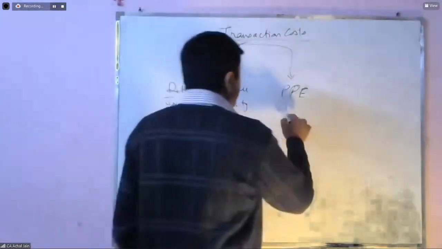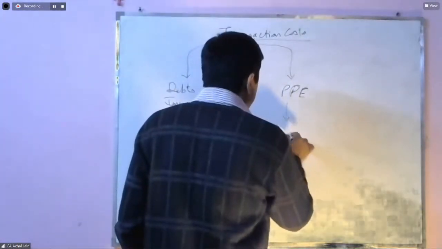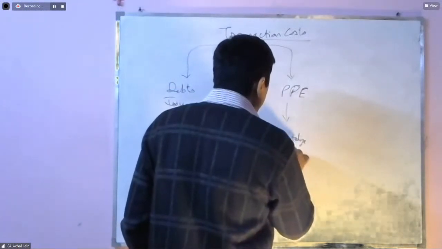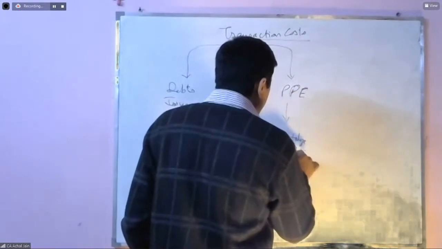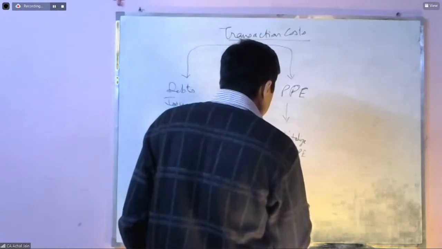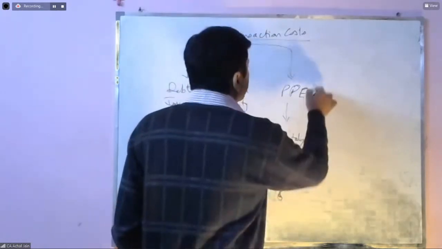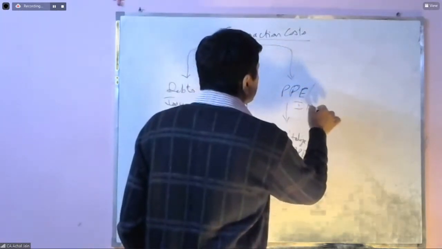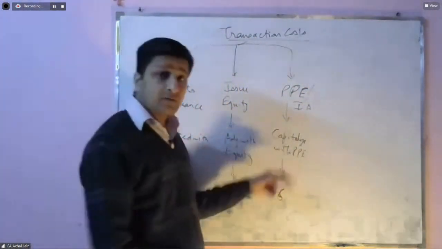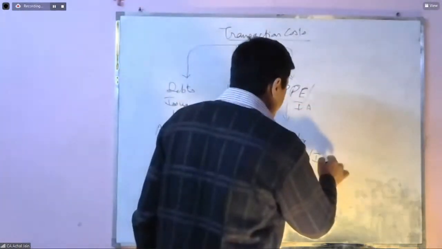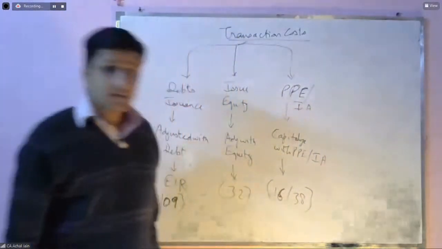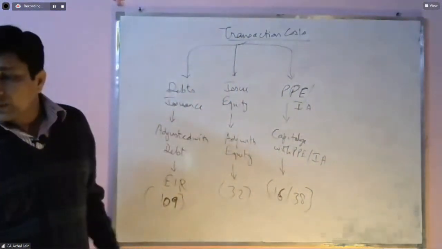So what do we do? Capitalize with PPE. Which standard will you apply? 16. Similarly, if you acquire any intangible asset, you will capitalize that with the intangible asset. Which standard will you apply? 38. 16 or 38, depending on the item you purchase.